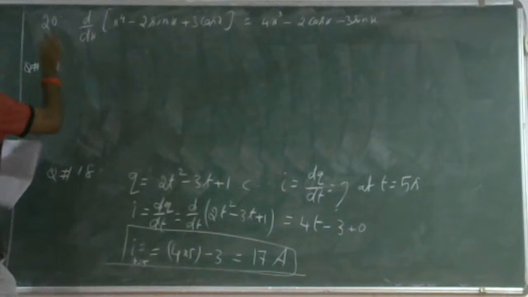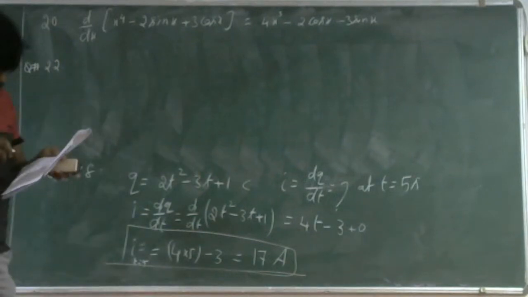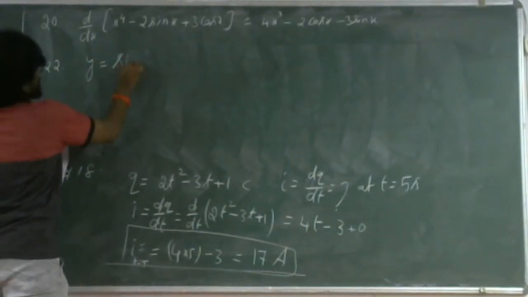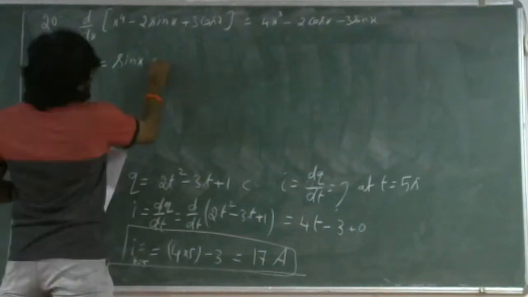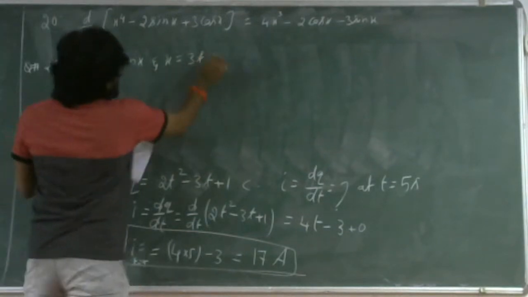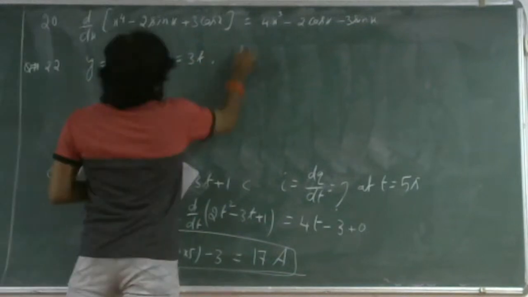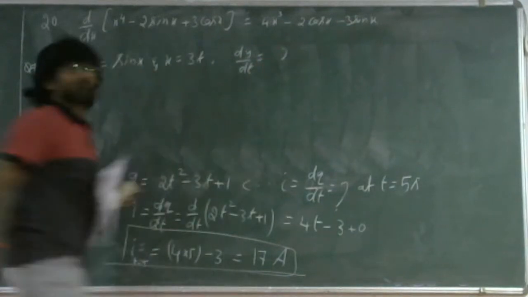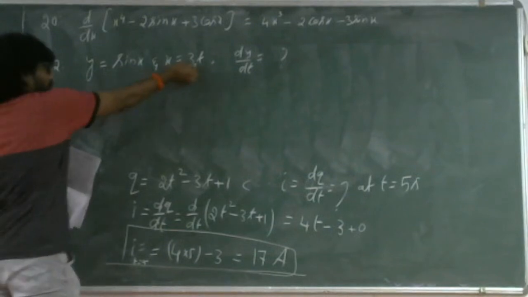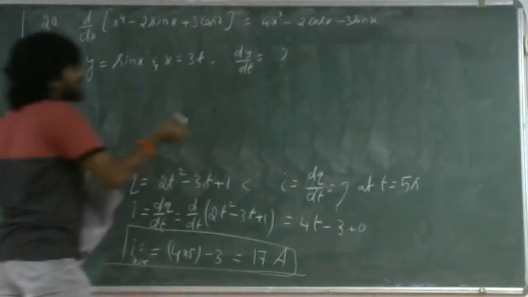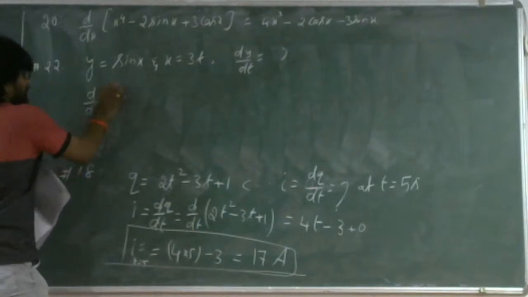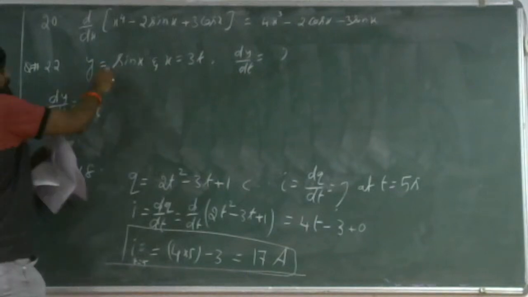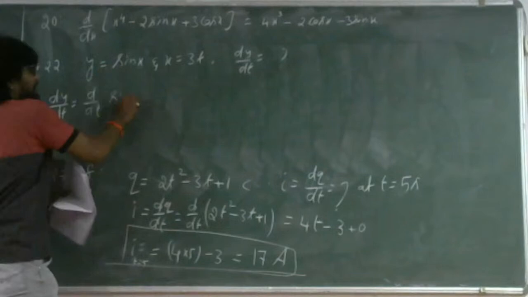22. It is given that if y is equal to sin x and x is equal to 3t, then find dy by dt. So dy by dt is equal to what? What does it mean? You have to put it here and write dy by dt, where y is sin x, with x being 3t.